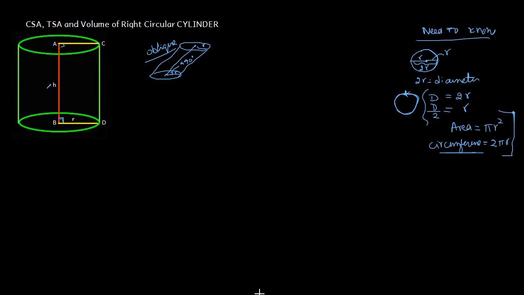So now let's try to find out CSA. Before that, try to understand this. So what do we have? The sides of this pipe or the cylinder are curved. It's not a plane as we saw back in cube and cuboid. So that's the reason, instead of calling it LSA, it's not a lateral surface, it's a curved surface, because it has a curved surface on the sides.